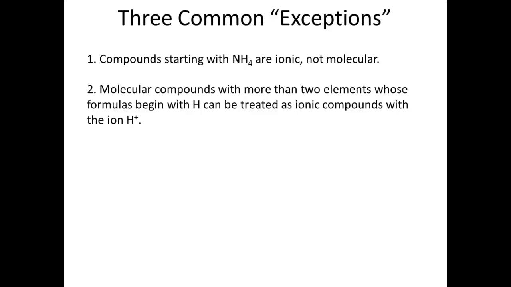There are three commonly seen types of formulas that look like molecular compounds but are not named using the prefixes. First, any compound that begins with NH4 is not molecular but ionic. The well-known ion NH4+ is one you should recognize. Any molecular compound with H as the first element can be named as an ionic compound, with H+ as the positive ion. These compounds are acids and have other common names we will not learn here.